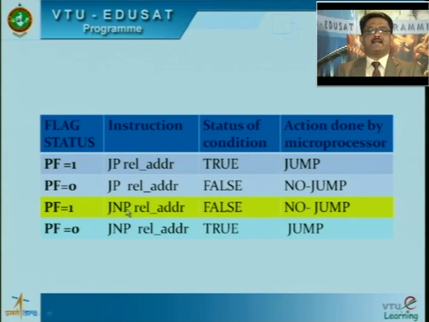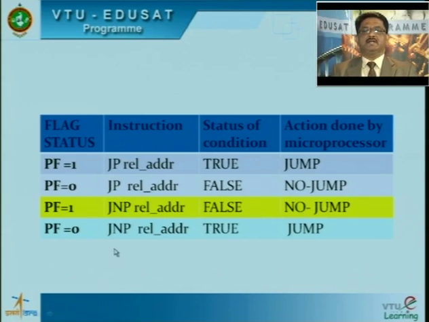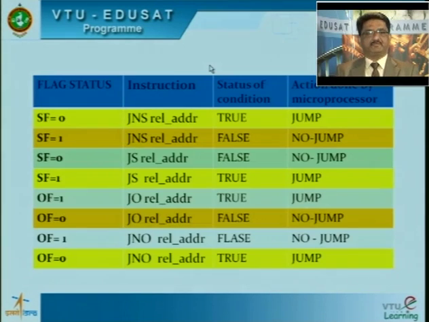JNP, jump if no parity. If the condition is false, no jump. If it is true, there is a jump.